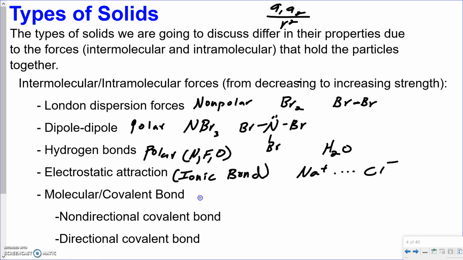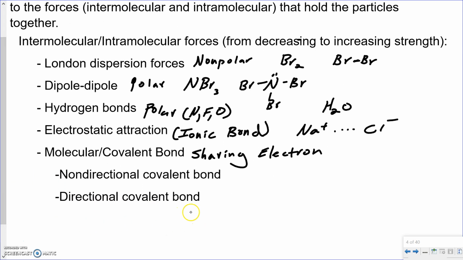We go into our intramolecular forces, if you will, which is our covalent bonds, which is our sharing of electrons, okay, versus the transfer of electrons and then the attraction due to the positives and negatives. Now, in terms of covalent bonds, there's actually two types of covalent bonds. One's called non-directional, and one's called directional. And what that basically means, non-directional is where the sharing of electrons is not necessarily between two specific atoms. It's almost like the whole solid is sharing the electrons.